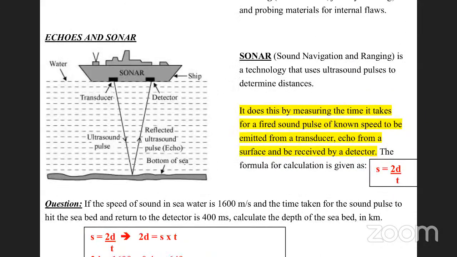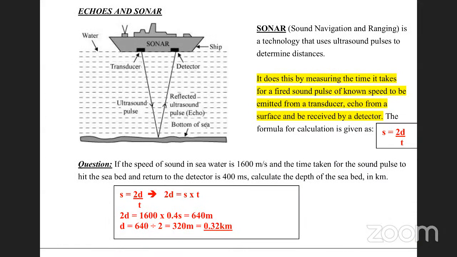So here you have an example. If the speed of sound in water is 1600 meters per second, and the time taken for the sound pulse to hit the seabed and return is 400 milliseconds. Remember, ms is milli, right? Determine the depth. So you will notice I use this formula here. Well, not me, the person uses this formula here. All right, work it out, divide by 2, and they get a distance in kilometers. Okay, and that's simply how sonar works.